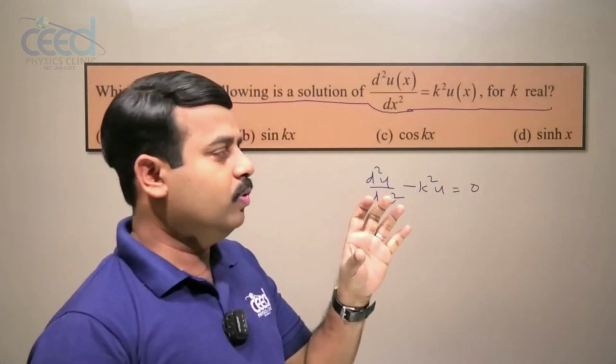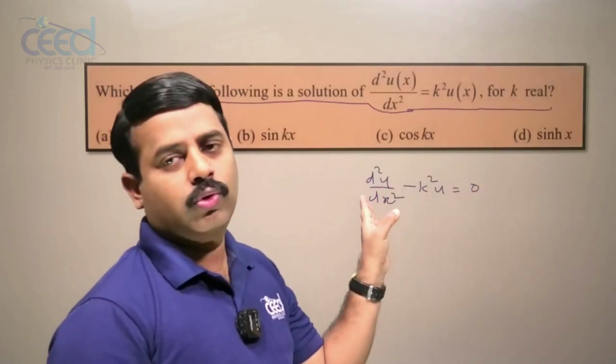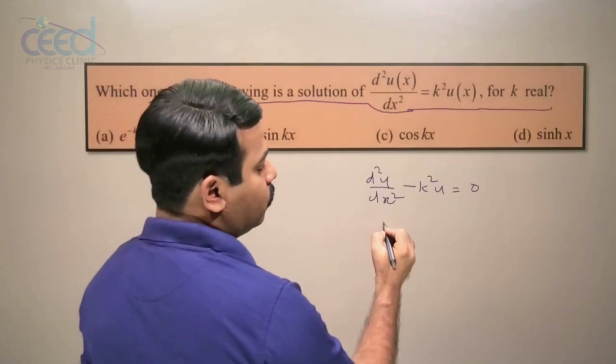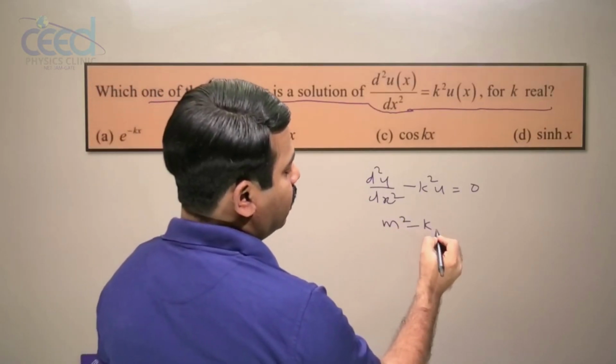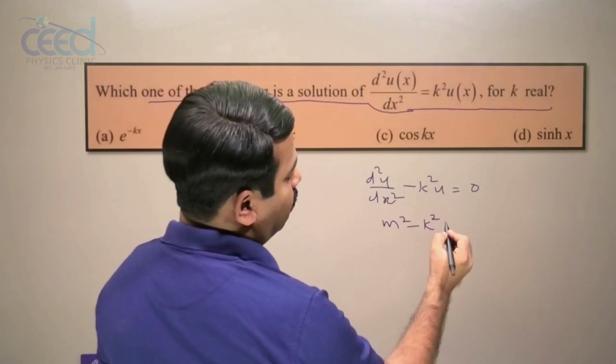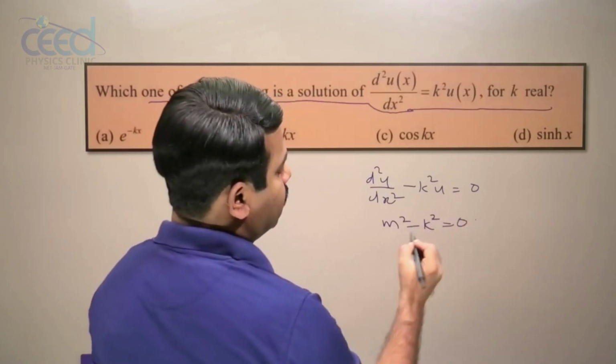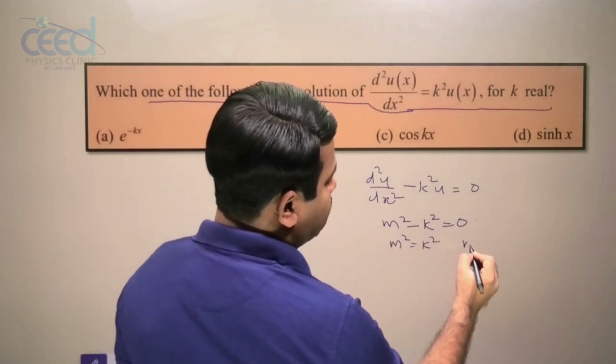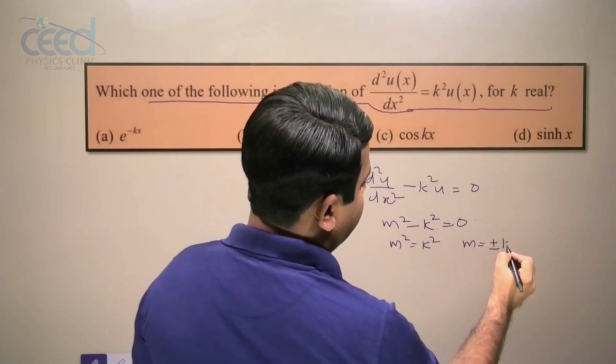The right side is 0, so we have to solve for the complementary function. So what is the auxiliary equation corresponding to this? m square minus k square is equal to 0. Then m square is equal to k square, then m is equal to plus or minus k.